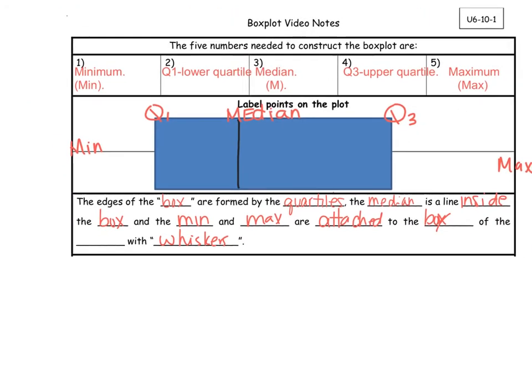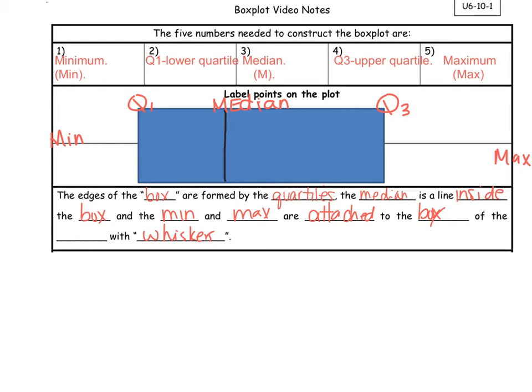So let's take a look at that diagram again. The edges of the box here and here are formed by the quartiles. The median is the line right here in the middle, and it's inside the box. The minimum and the maximum are attached to the sides of the box with what we call whiskers. So these would be the whiskers right here, and here is our box. So we're going to use quartile 1 and quartile 3 to figure out if a number in a set of data is an outlier or not.